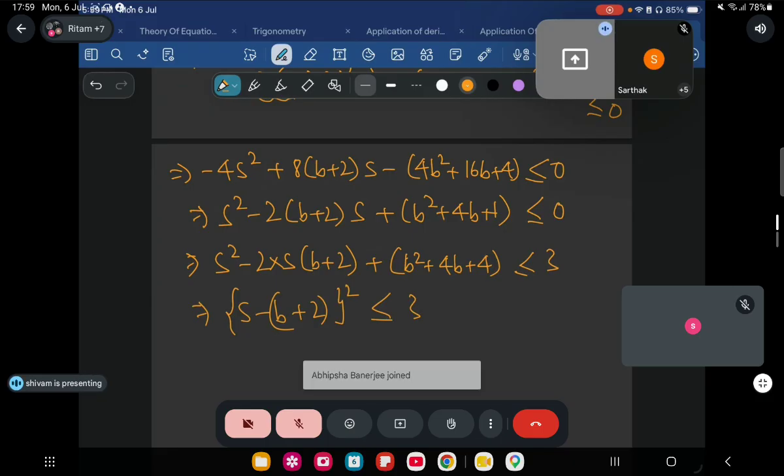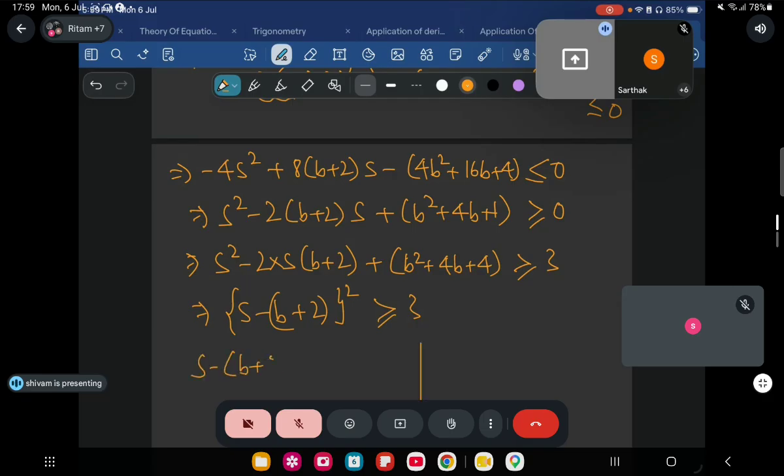So let us start. Okay. Whenever we write sin x minus b plus 2 whole square is less than or equal to 3, actually, when we divide it by minus 4, the inequality sign should change. It should be greater than or equal to 3. Okay, so there are two cases, right? One is sin x minus b plus 2 should be less than or equal to minus root 3, or sin x minus b plus 2 should be greater than or equal to root 3.